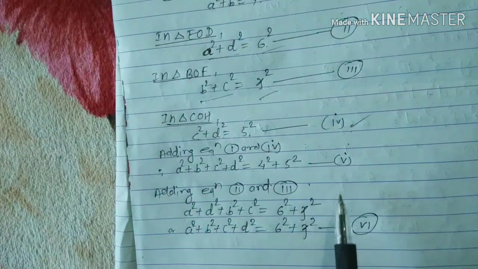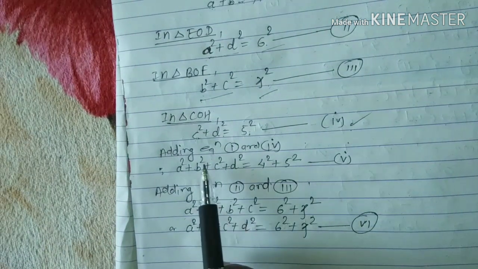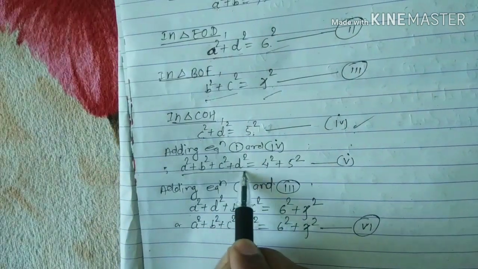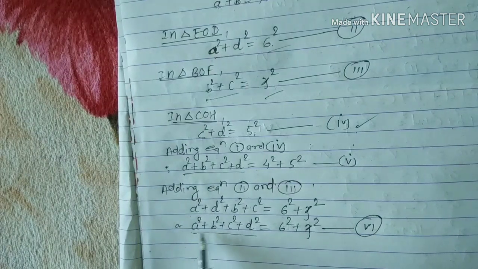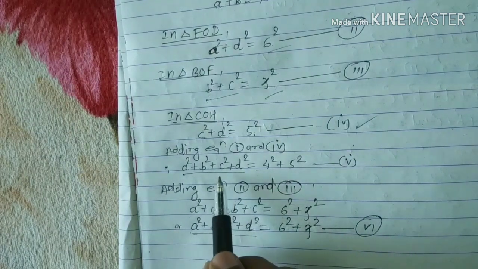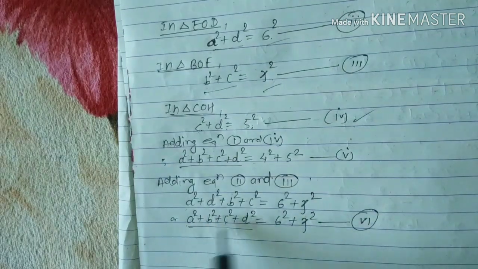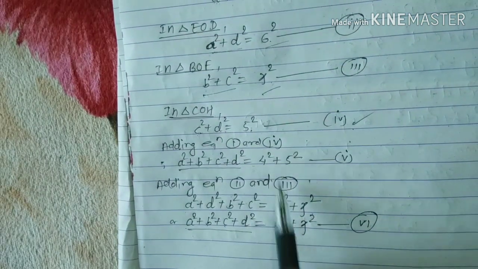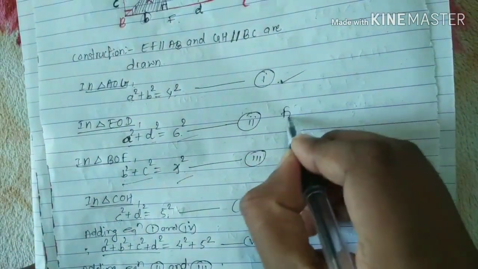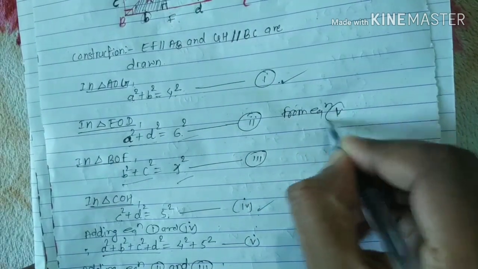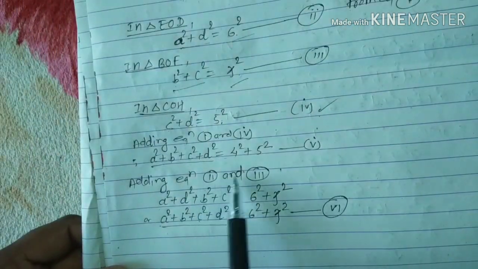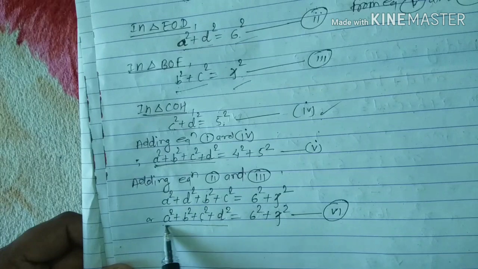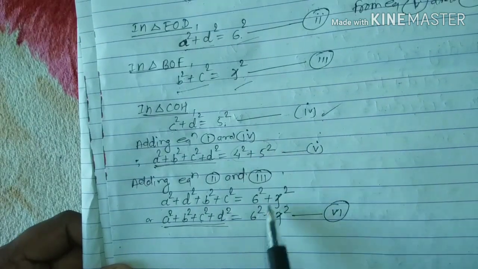Now as you can see in equations 5 and 6, in equation 5 the LHS is a square plus b square plus c square plus d square, and in equation 6 also the LHS is a square plus b square plus c square plus d square. So in these two equations their LHS are equal, so we can equate their RHS.